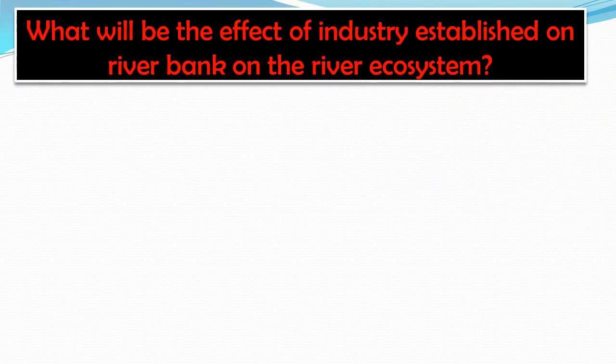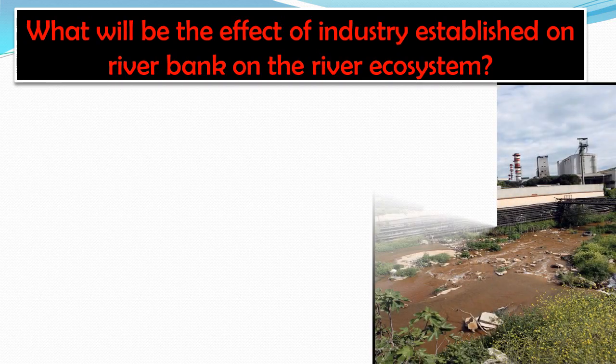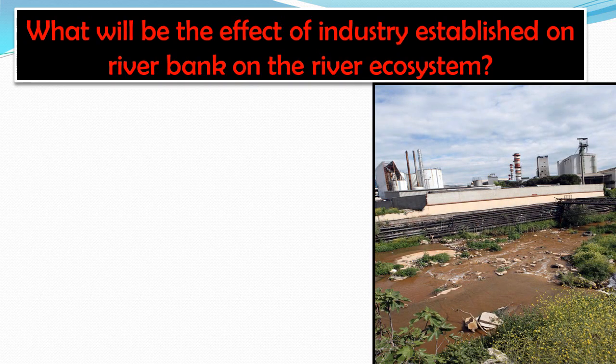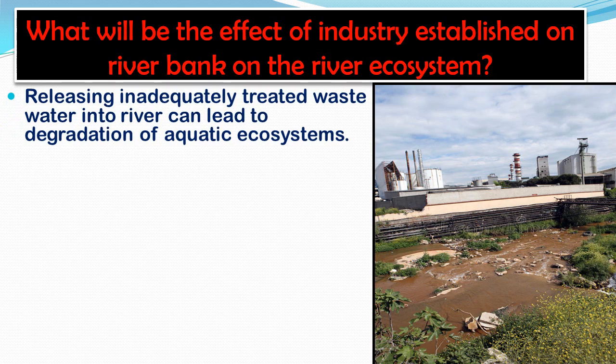Next question: what will be the effect of an industry established on a river bank on the river ecosystem? That means if an industry is constructed on the river bank, what will happen to the ecosystem? Releasing inadequately treated waste water into the river can lead to degradation of the aquatic ecosystem. The organisms and plant life in the river's aquatic ecosystem will be harmed by the waste water from the industries.